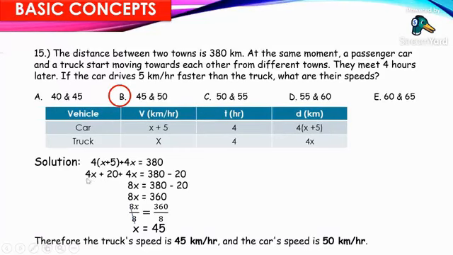Combine like terms. So you have 4x plus 4x is equal to 8x. Then 380 minus 20. Okay? So dito na dapat yung minus 20 sa baba. Minus 20, so that becomes 360. So 8x is equal to 360. Then divide both sides by 8. So x is equal to 45. So yung 45 pa lang po natin is si truck. So plus 5, that would be the speed of our car or passenger car. That is 45 kilometers per hour and 50 kilometers per hour for our problem number 15.